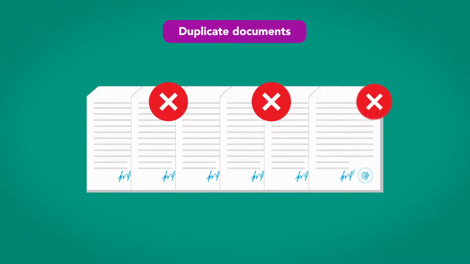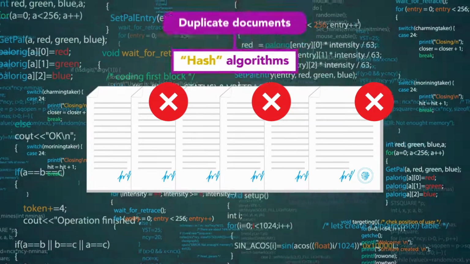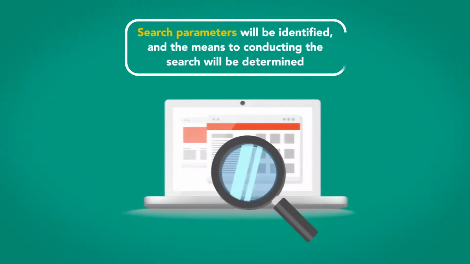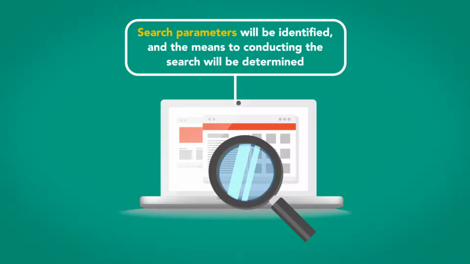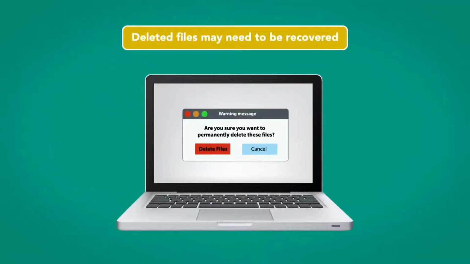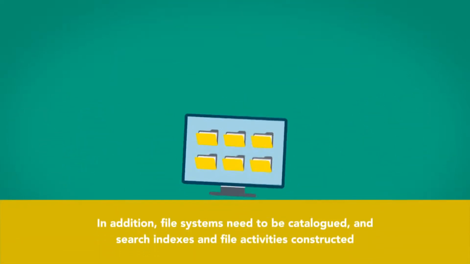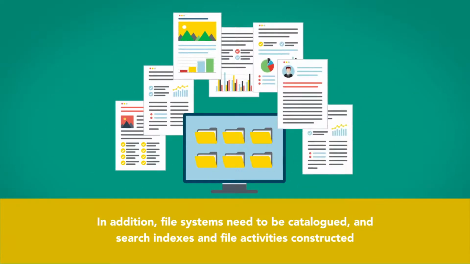Duplicate documents need to be identified and removed, usually by hash algorithms that identify digital signatures. Search parameters will be identified, and the means to conduct the search will be determined. Encryptions need to be detected. Deleted files may need to be recovered. The extent of disclosure of metadata needs to be decided. In addition, file systems need to be cataloged and search indexes and file activities constructed.